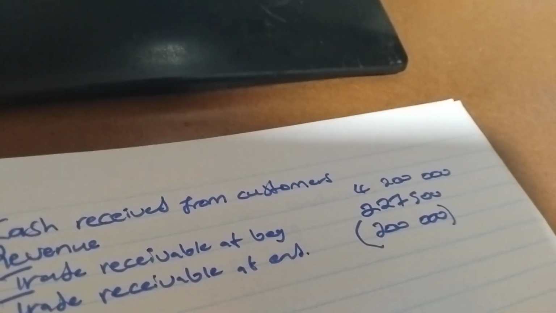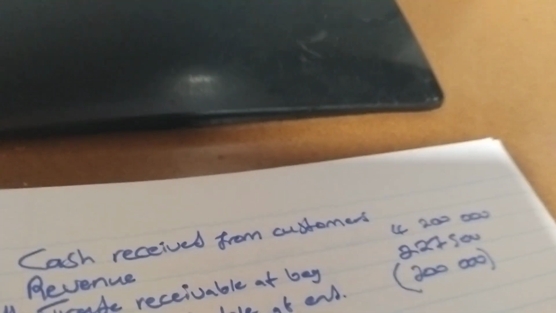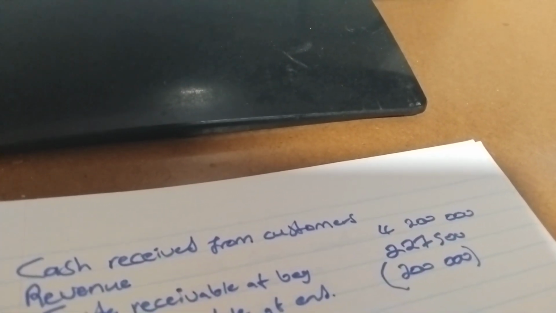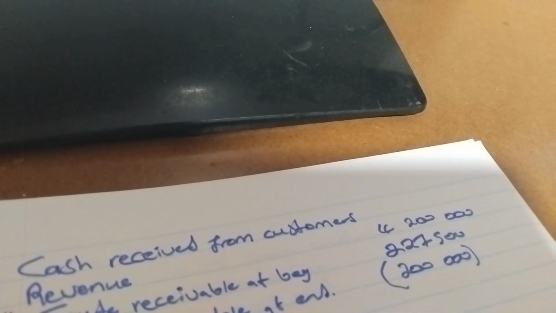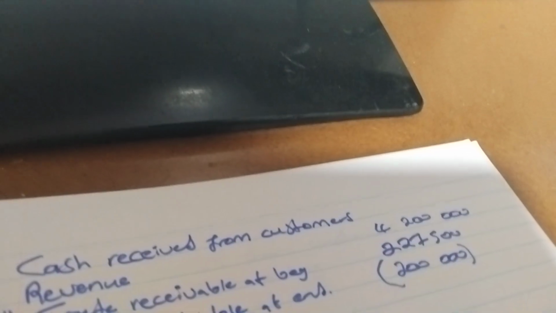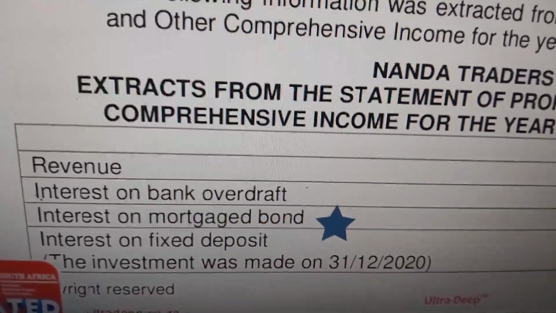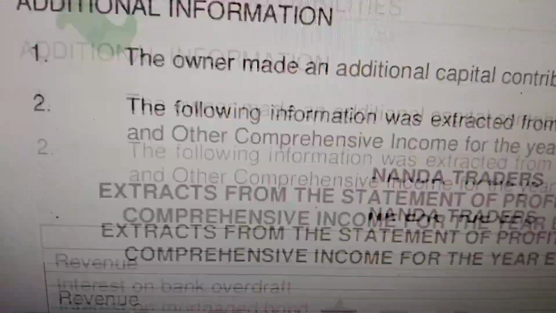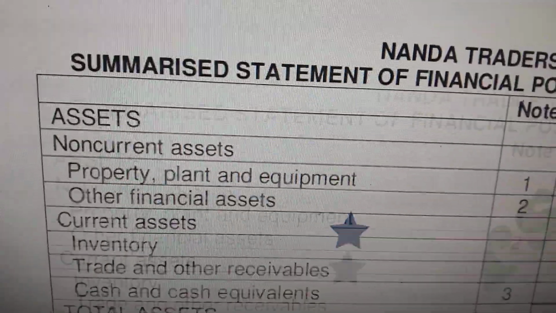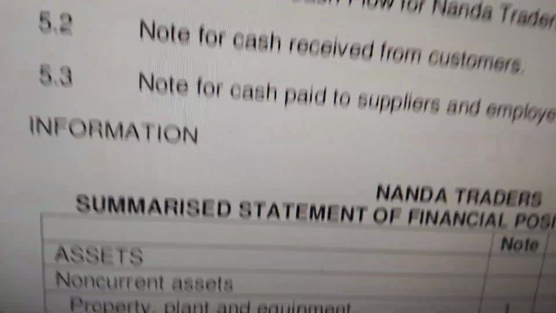If you say 4,200,000 plus 227,500 minus 200,000, you're gonna get 4,227,500. So we are done with the note for cash received from customers.